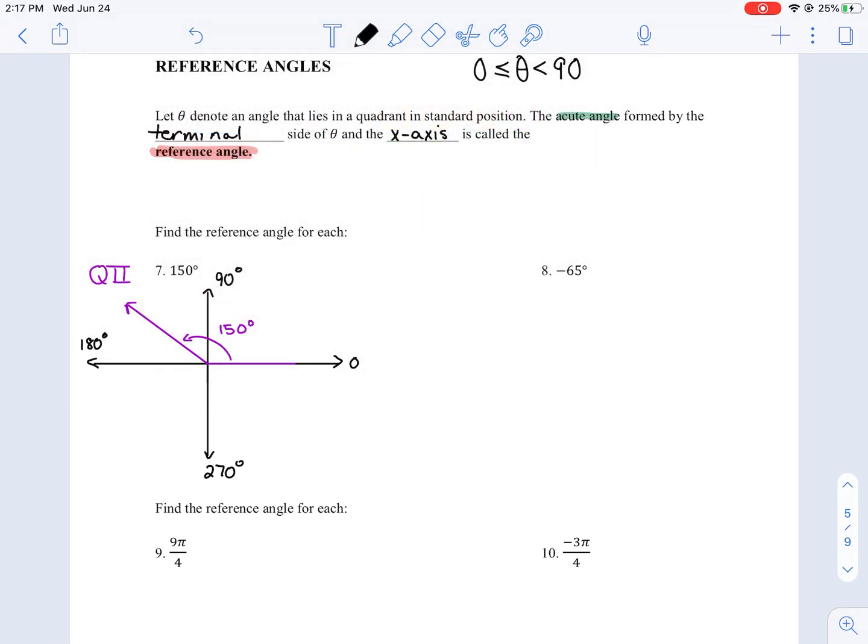So the reference angle is the angle that's formed by the terminal side of theta and the x-axis. So what I'm going to do is draw a vertical line from the terminal side to the x-axis. This angle right there is going to be your reference angle. And I'm going to label that theta prime. And how do we find that angle? Well, we know that theta prime plus 150 has to equal 180. So in this case, the reference angle is going to be 30 degrees.